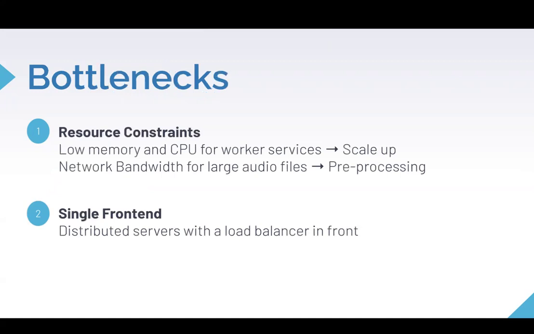This system has a couple of bottlenecks. The first one is that, as you saw, the nodes that I'm using have low memory and CPU, so we need to scale them up and use better nodes. If the audio files are very large, it will consume very high network bandwidth, especially by the transformer when it wants to download the file from the SFTP. So it's good to pre-process the files before uploading them to the SFTP storage. And also a single front end can be a single point of failure. So it would be good if we use a load balancer and have distributed servers.